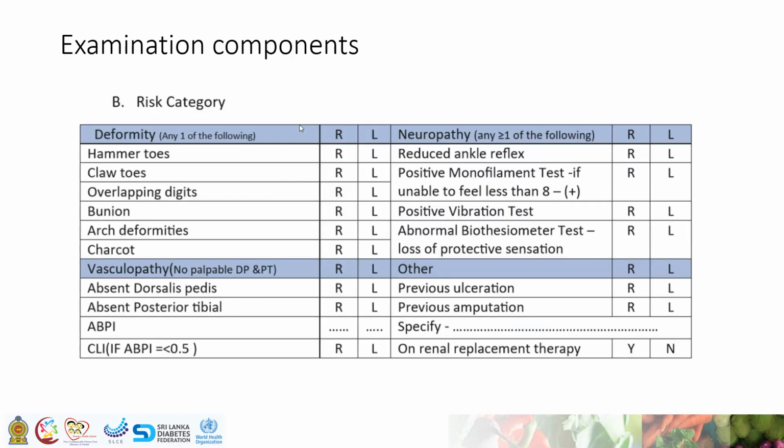When you have a closer look at section B, you can see it covers the three examination components: deformity, LOPS, and vasculopathy. Then it has a section on history that indicates high risk of diabetic foot ulcers. Here you have to recognize that end-stage renal disease alone will put a patient with diabetes at high risk of diabetic foot ulcers and amputations.